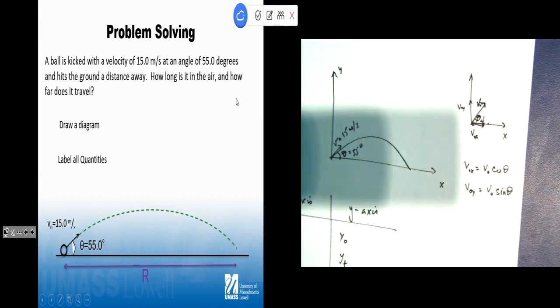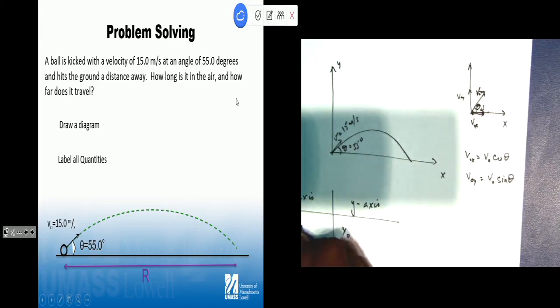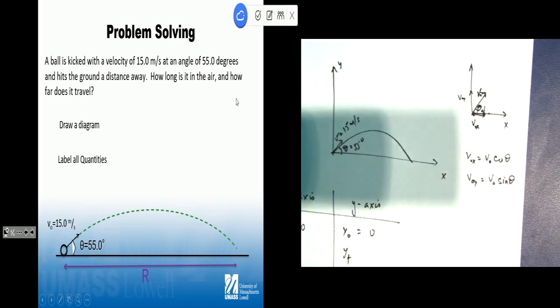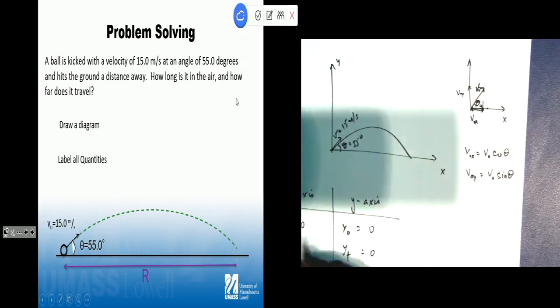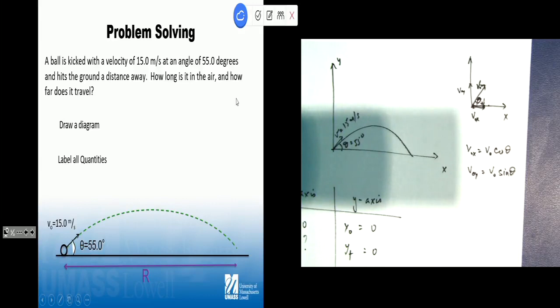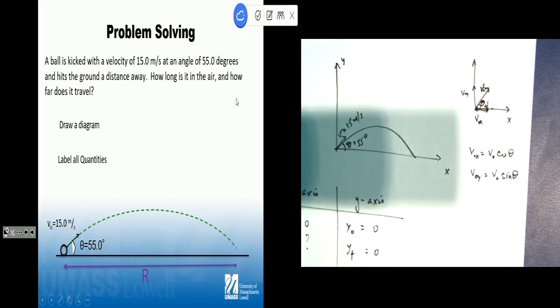Everyone with me so far? Okay, now fill up your table. So my initial x position is 0. My initial y position is 0. My final y position is actually 0. I know it. I do not know my final x position. Right? I'm asked for how far it goes. That is the final x position. My initial velocity in the x-axis is v0 cosine theta. My initial velocity in the y-axis is v0 sine theta.